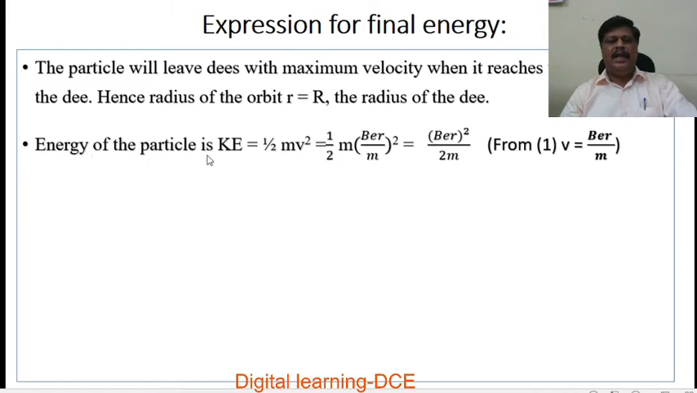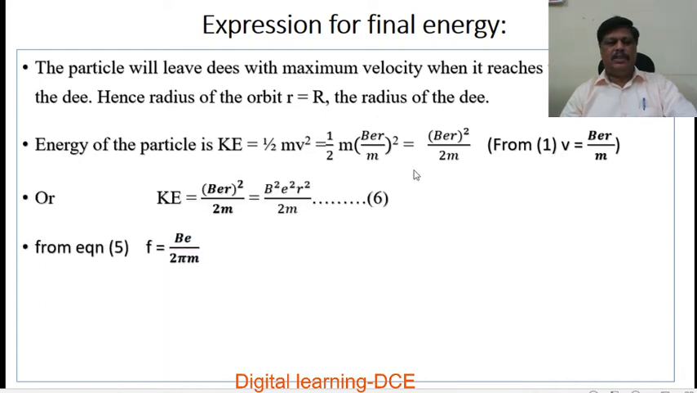So the energy of the particle, the kinetic energy, is equal to half m v squared, that is half m into v, where v is equal to BR by m. If we take this m inside the bracket, we get (BR) whole squared by 2m. Equation 1 is v is equal to BR by m, and we are substituting for v from this equation. So our kinetic energy is equal to (BR) whole squared by 2m, that is equal to B squared e squared R squared by 2m.